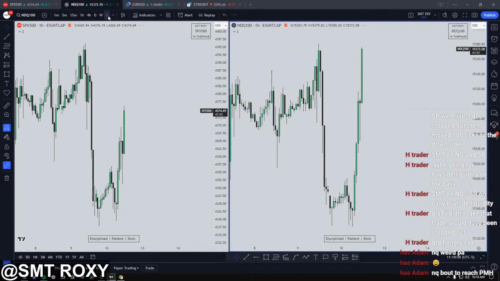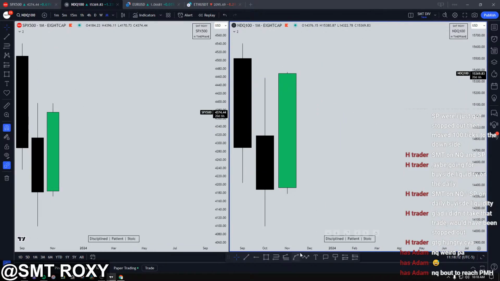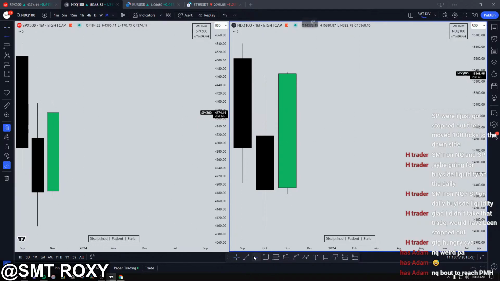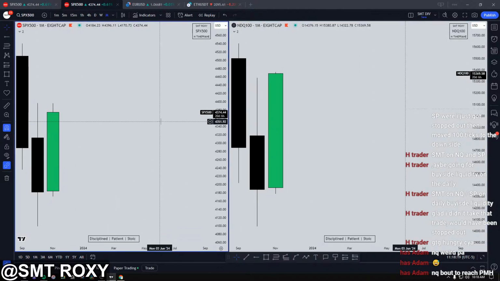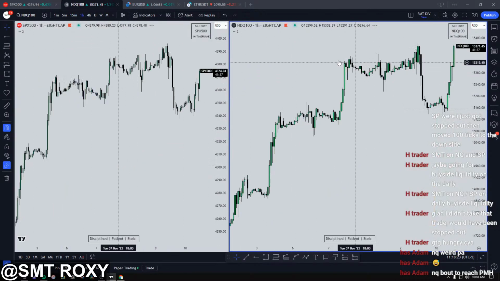It's just so strong. Let's go to monthly here. To me it already seems like it already broke through it. Yeah, I think it already broke through it. ES is the one that I don't think has. Yeah, ES is close to breaking through it. So I'm just waiting for that.